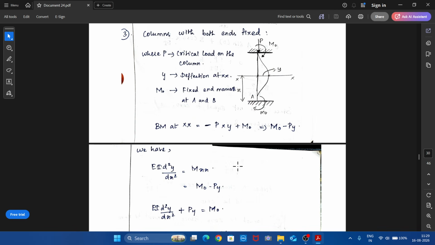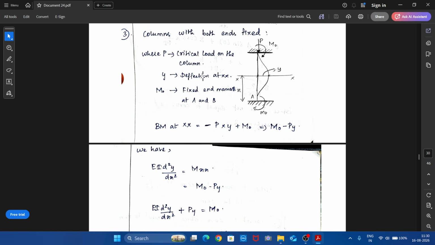In this lecture, let us learn about Euler's crippling load for columns with both ends fixed. So we have a column with both ends fixed. This is a fixed support and this is fixed. A and B are fixed. Load P, and we know that in case of fixed support, there will be three reactions: one vertical reaction, one horizontal reaction, and a moment. So we have marked the load, and we are marking the moment at the fixed end as M naught.